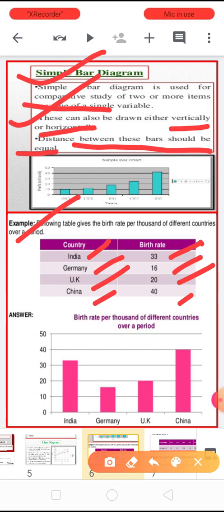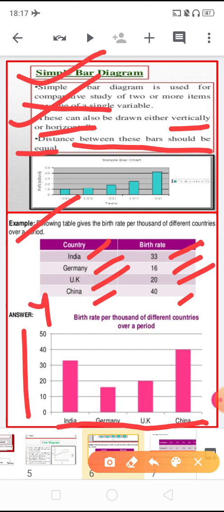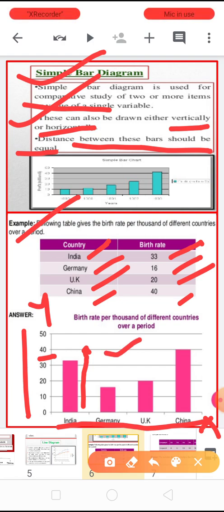So what we are doing is writing the name of the country on the x-axis, and on the y-axis, this is your y-axis, this is your x-axis, we are plotting the birth rate per thousand. If we're talking about India, the bar rises up to 33 because the value is 33. Then it is 16, so the birth rate of Germany lies at 16, nearby here. So the height of this bar reaches up to this particular height.